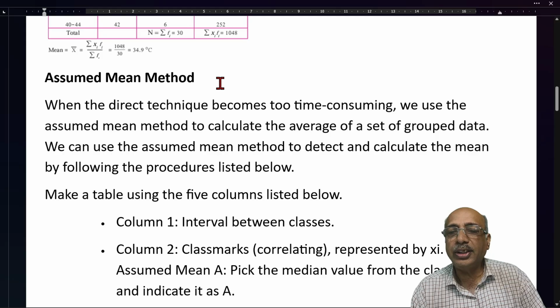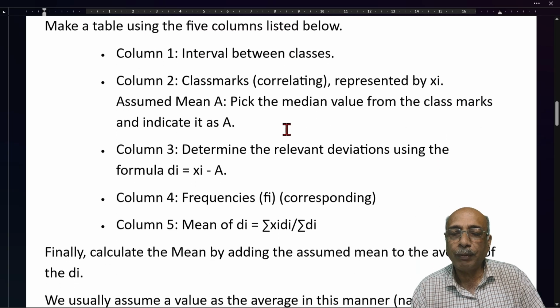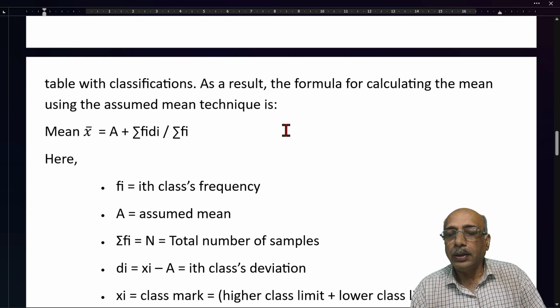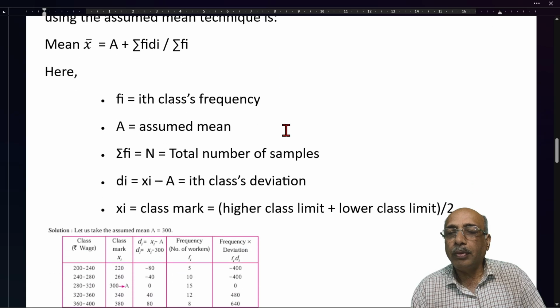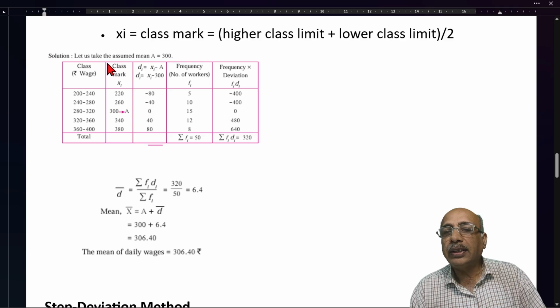Next comes the assumed mean method. When the direct technique becomes too time consuming, we use the assumed mean method to calculate the average of a set of grouped data. We can use the assumed mean method to calculate the mean by the procedure listed below. You can refer to it. Here we will take an example of the assumed mean method. Let us take the assumed mean a equals 300.